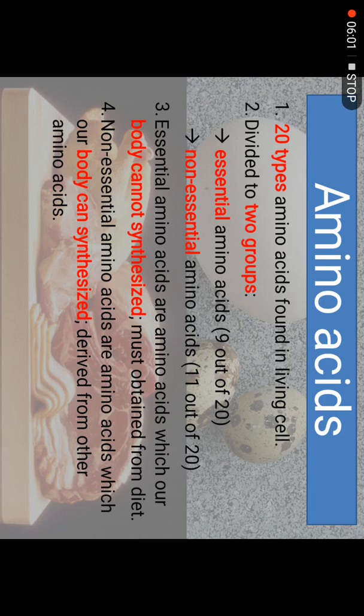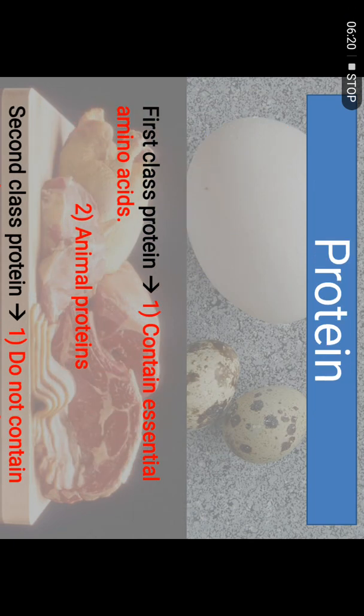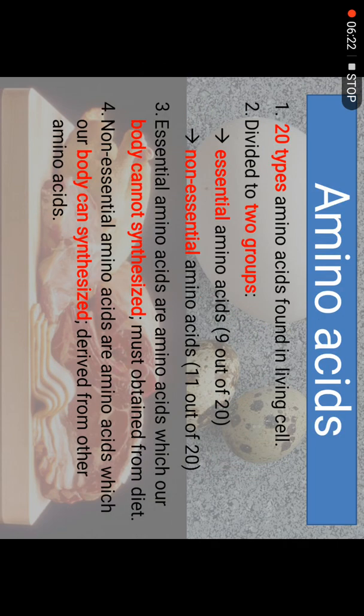And then this amino acid, you have 20 types of them that is in the living cell. There are more of them, just that in living cells we have only 20. These 20 can be divided into two groups. One is essential amino acid, another one is non-essential. You can read from the textbook also or any reference book.